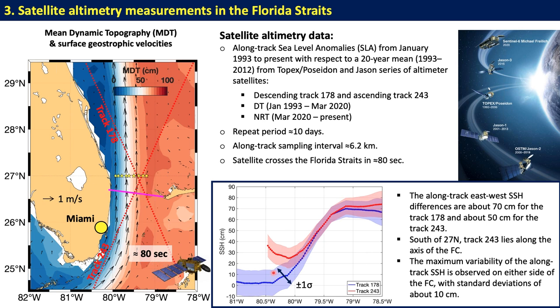The plot here shows the time mean sea level along the two tracks with plus or minus one standard deviation shown by shading. And you see that the maximum variability of sea level is observed on either side of the Florida Current jet, with standard deviations of about 10 centimeters. It should be noted that track 243 doesn't completely cross the Florida Current, but south of about 26.5 north, this track lies pretty much along the Florida Current jet.